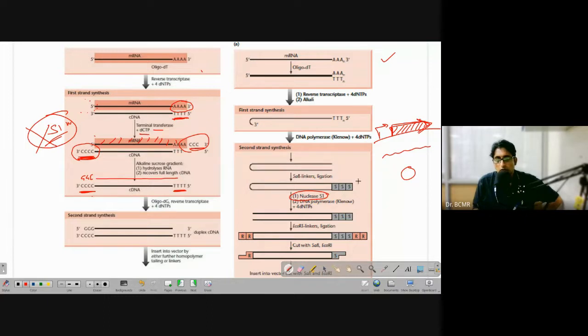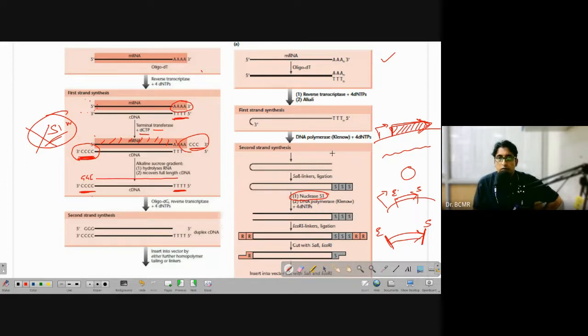So what we should know is, if we want to clone it, assume there is a vector which has a promoter like this, and it has the EcoR1 site and Sal1 site. We want to put the fragment here. If we want to do that, then the gene that we want to clone here should have EcoR1 overhangs on one side and Sal1 overhangs on the other side. So how can we do it?